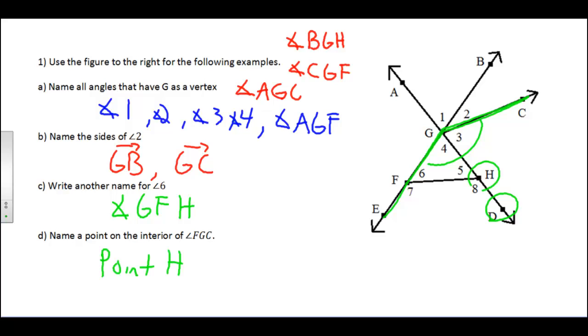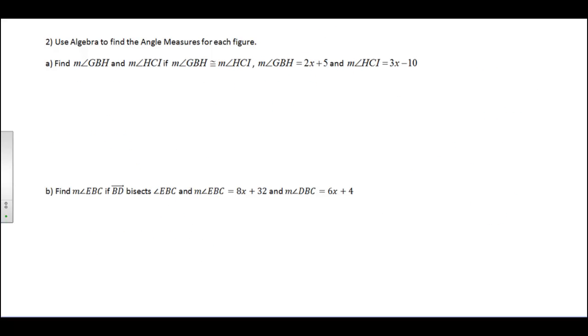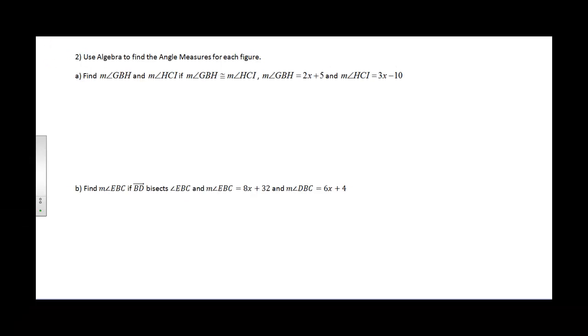Let's try another example. Problem number 2. Use algebra to find the angle measure for each figure. Let's start by drawing the picture. We were told that these 2 angles are congruent to each other, so now that we have both angles, I want to put the same number of arcs in here to show that they are congruent. I'm also going to put the measure of those angles right inside.